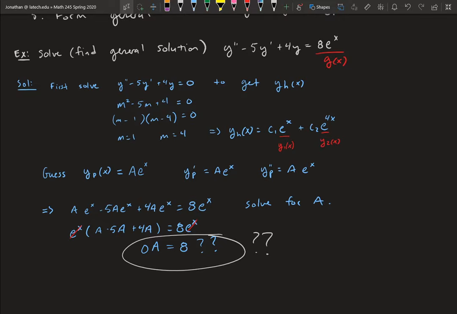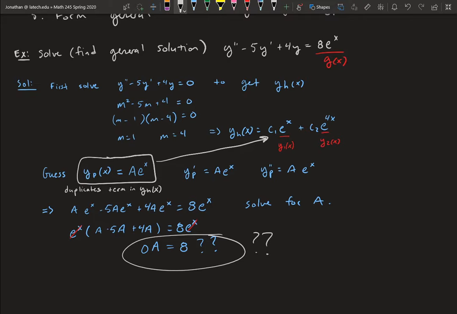So this is a problem. This is a big problem. But why is it a problem? Because our guess from the chart that I gave you last time is actually already part of our homogeneous solution right here. Constant times e to the x duplicates a term in yh. So that is a problem.